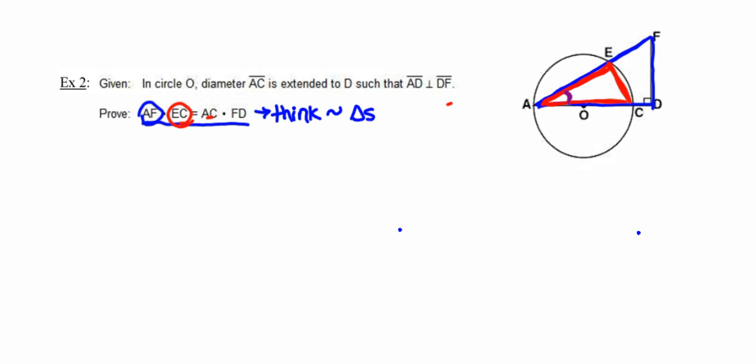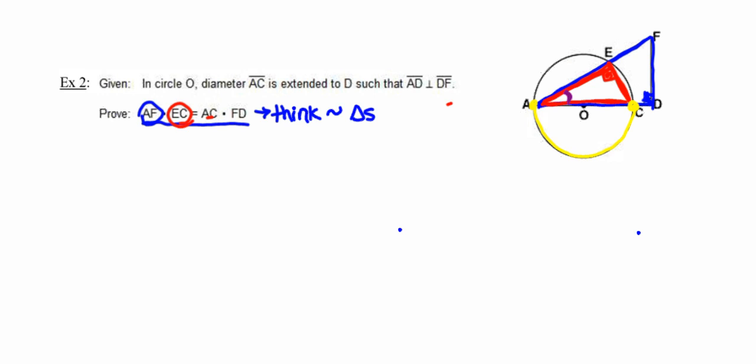I'm noticing quickly that this angle at D is a right angle because it's been marked such in the picture. And I notice that angle E in the red triangle has to be a right angle as well because it's inscribed in a semicircle. Its arc is arc AC, which is a semicircle. So those two triangles are going to be similar by angle-angle similarity. And again, I'm going to use the shared angles at A along with the right angles that are marked in the picture to prove them similar.